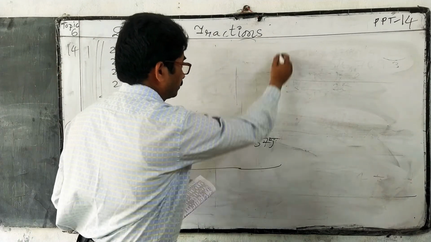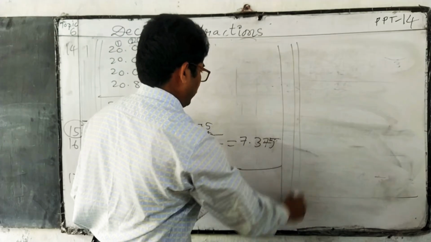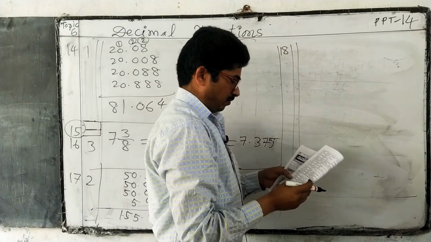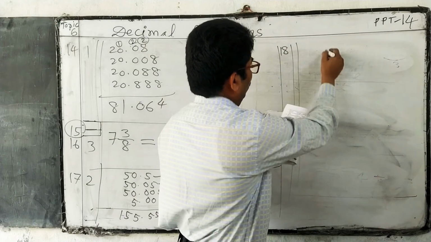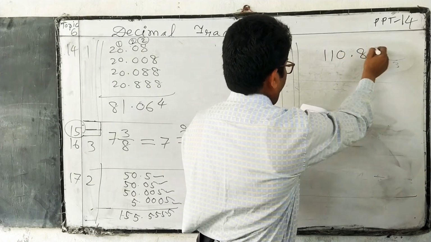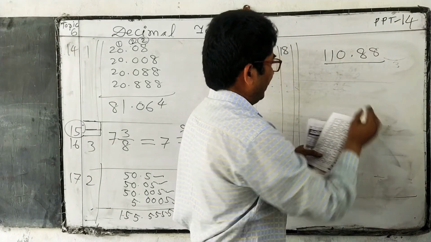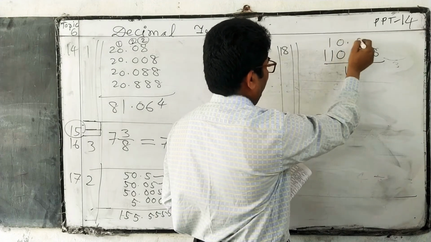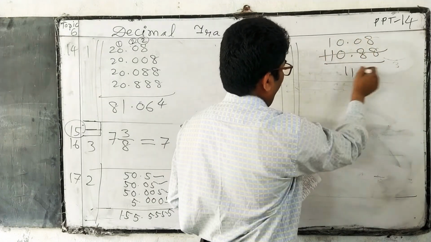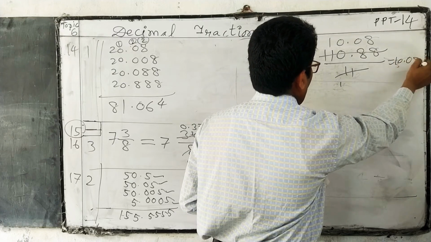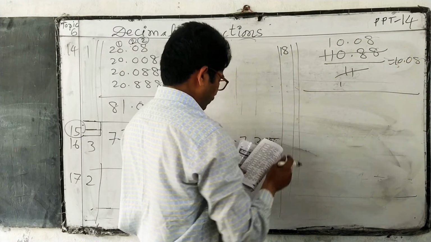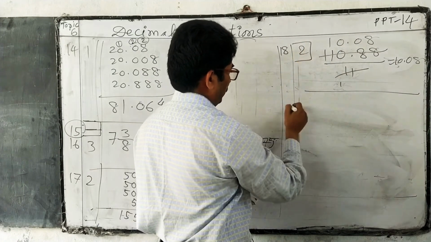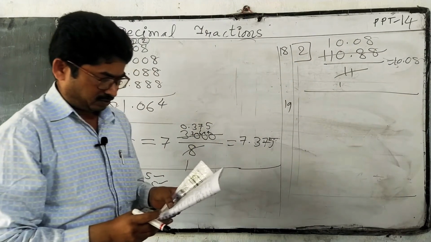Next, question number 18. When 110.88 is divided by 11, the quotient is 10.08. Option 2.